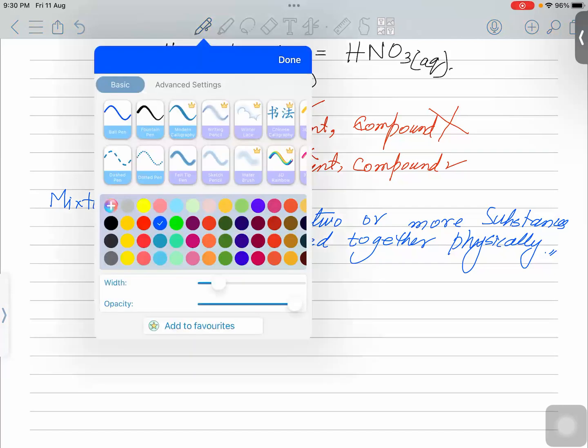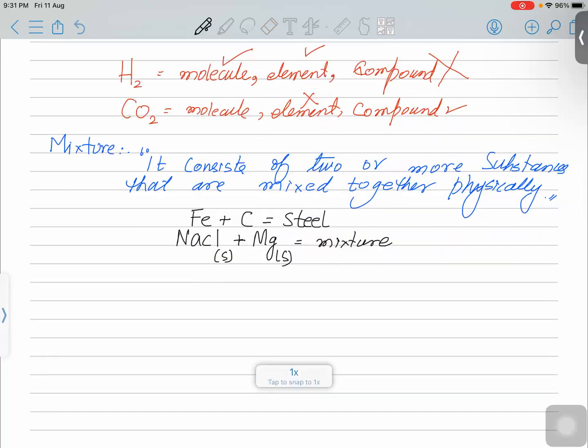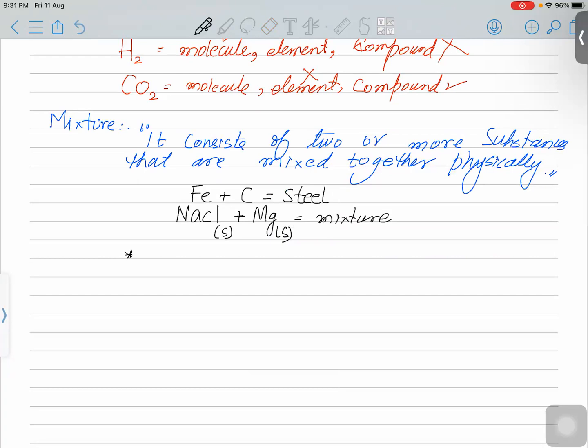Yes, sir. Next point. For example, iron plus carbon is equal to steel. Similarly, NaCl solid plus magnesium solid is equal to mixture. Next point.